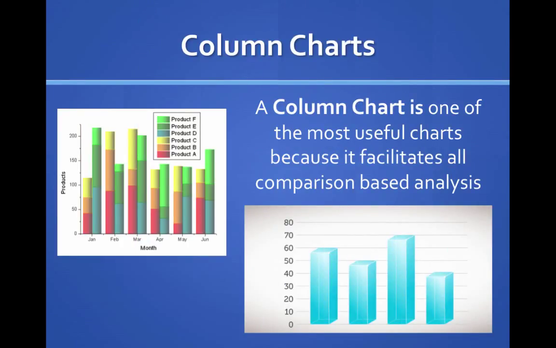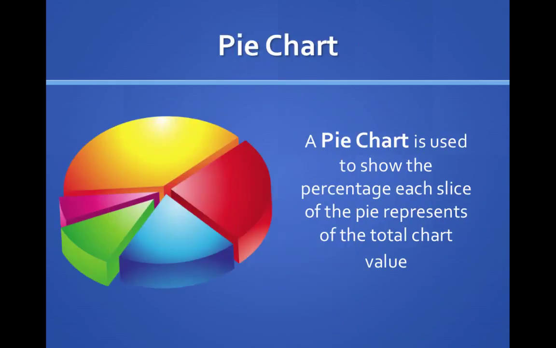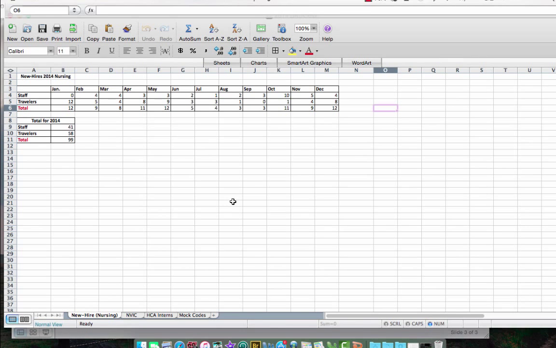A column chart is one of the most useful charts because it facilitates all comparison-based analysis, while a pie chart is used to show the percentage each slice of the pie represents of the total chart value. So first, we're going to begin creating our basic column chart, and then we're going to move on to our stat column chart. For this particular example, we are using data gathered throughout the year 2014, which is representing the amount of new nurses and traveling nurses who attended nursing orientation each month.